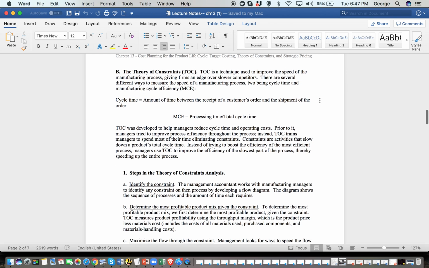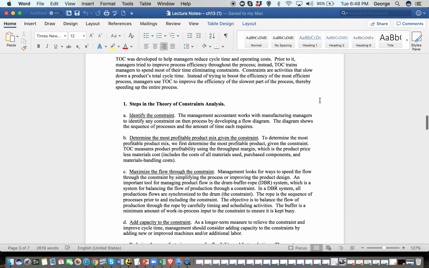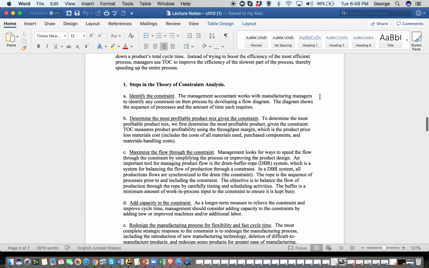All right, second tool in the chapter is the theory of constraints, and this is used in accounting for bottlenecks. All right, one approach we use in measuring TOC is to measure what's called the manufacturing cycle efficiency, and that's simply your processing time divided by total cycle time. All right, some of you may have read the book called The Goal, and in The Goal they discuss in detail how to do a theory of constraints analysis, and I gave you the steps here.